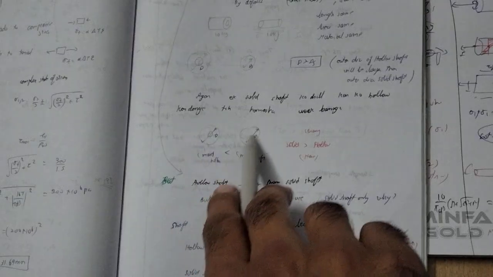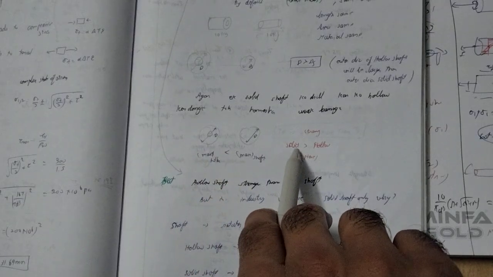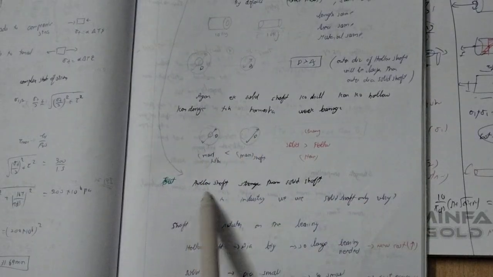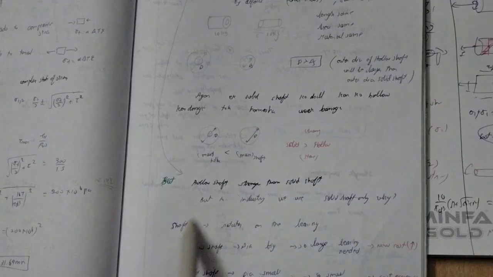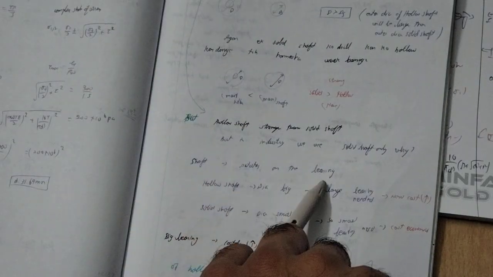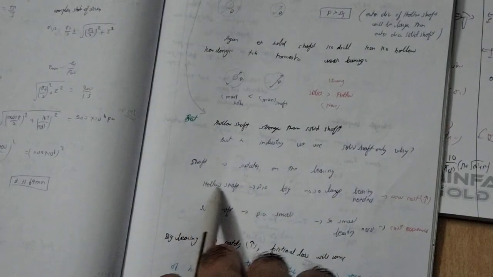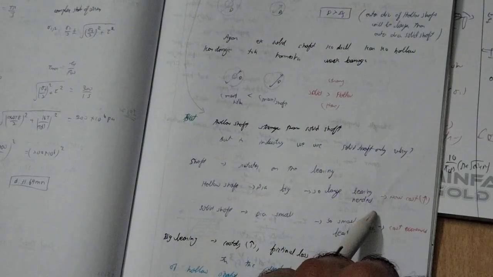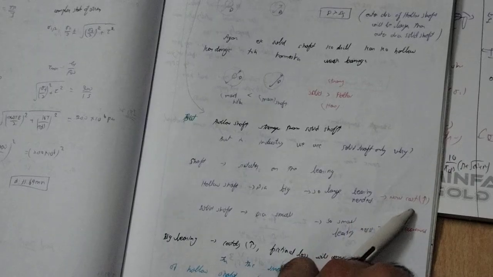Suppose if we take the same diameter, generally the solid shaft will have much higher strength. Okay, you can see hollow shaft is always stronger than the solid shaft, but in industry we use solid shaft. Why? Because hollow shaft has a bigger diameter. Okay, you can see the shaft rotates on the bearing. Hollow shaft diameter is bigger, so a bigger bearing is needed. Okay, so that's why the cost is so much higher.